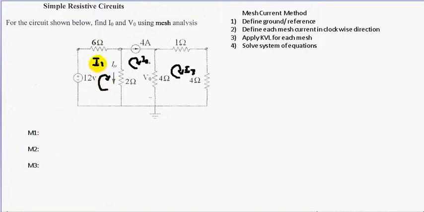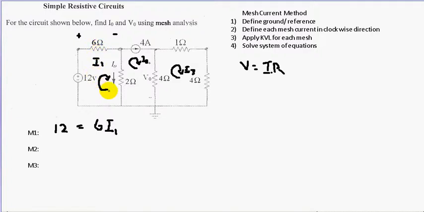Okay, then let's do this. All right, so mesh one. From our ground node, we go up 12 volts. So 12 volts is on one side, which is a rise, and this is a drop. This is a drop because currents always go from plus to minus. So that equals 6 ohms times I1. Why 6 ohms? Because using Ohm's law, V is equal to IR. We're multiplying this mesh current by this resistor.